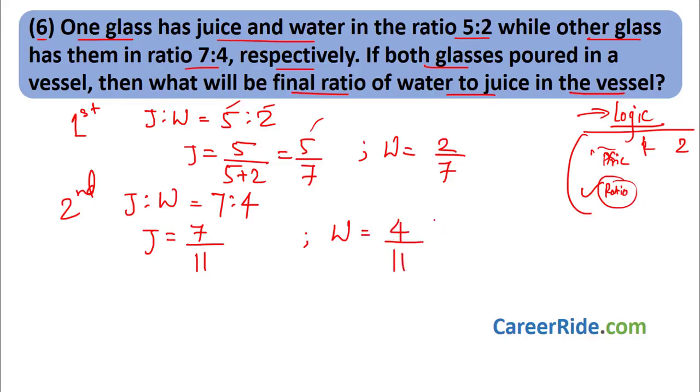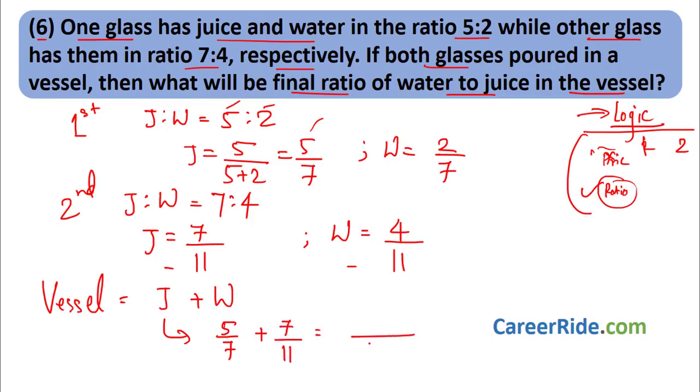Now when we mix these two quantities in the vessel, what will happen? Juice and water from the first glass will get mixed with juice and water from the second glass. So when we mix it in the vessel, we will have juice and we will have water again, total, right? What will be the amount of juice in the vessel? It would simply be 5 upon 7 of the first vessel plus 7 upon 11 of the second vessel.